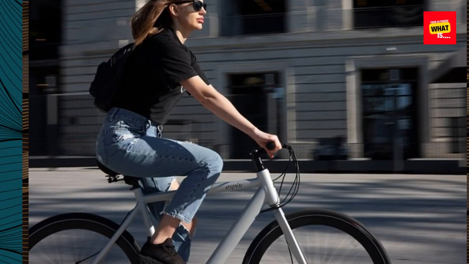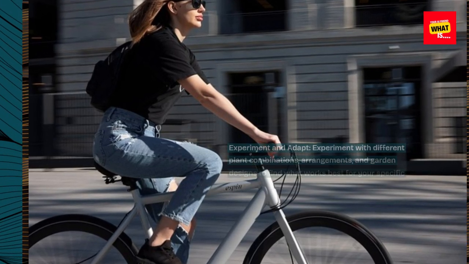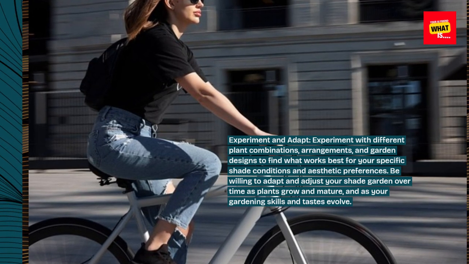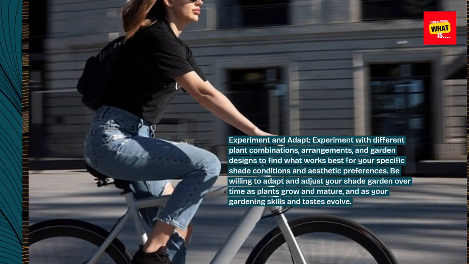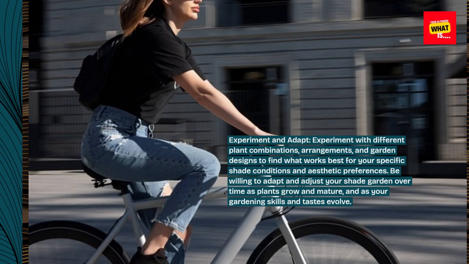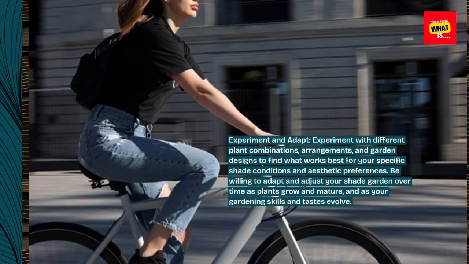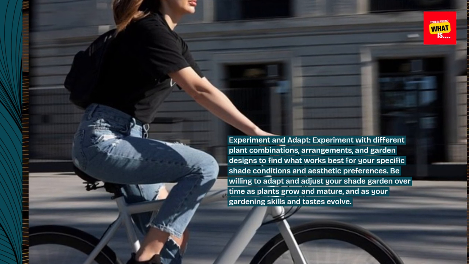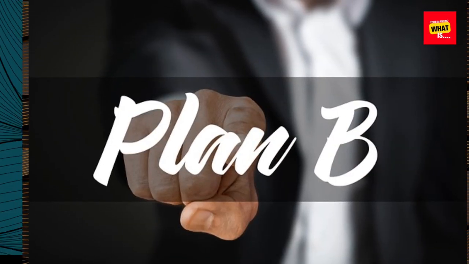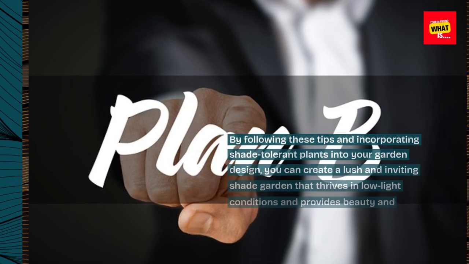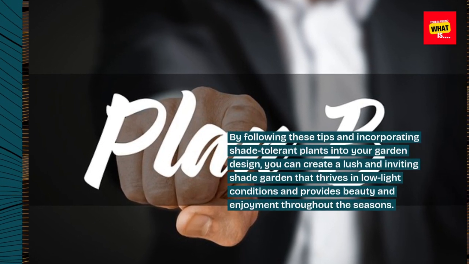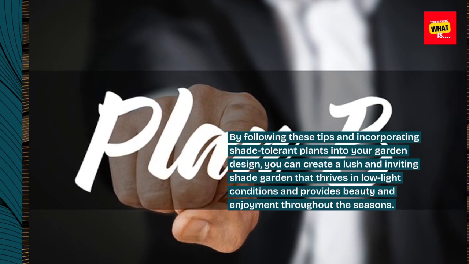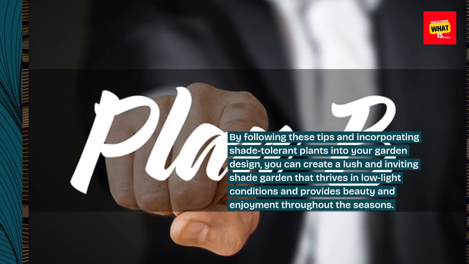Experiment and adapt. Experiment with different plant combinations, arrangements, and garden designs to find what works best for your specific shade conditions and aesthetic preferences. Be willing to adapt and adjust your shade garden over time as plants grow and mature, and as your gardening skills and tastes evolve. By following these tips and incorporating shade-tolerant plants into your garden design, you can create a lush and inviting shade garden that thrives in low-light conditions and provides beauty and enjoyment throughout the seasons.